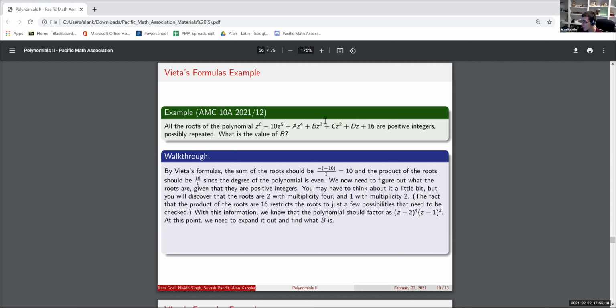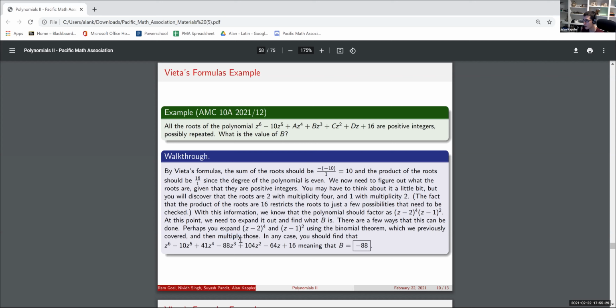we can find out what our z cubed term is. That's what b is. So you could expand this using the binomial theorem and multiply those, or you could use Vieta's formula as a more complicated version with more than the sum and product of roots. But in any case, you should find that your answer is going to be -88.